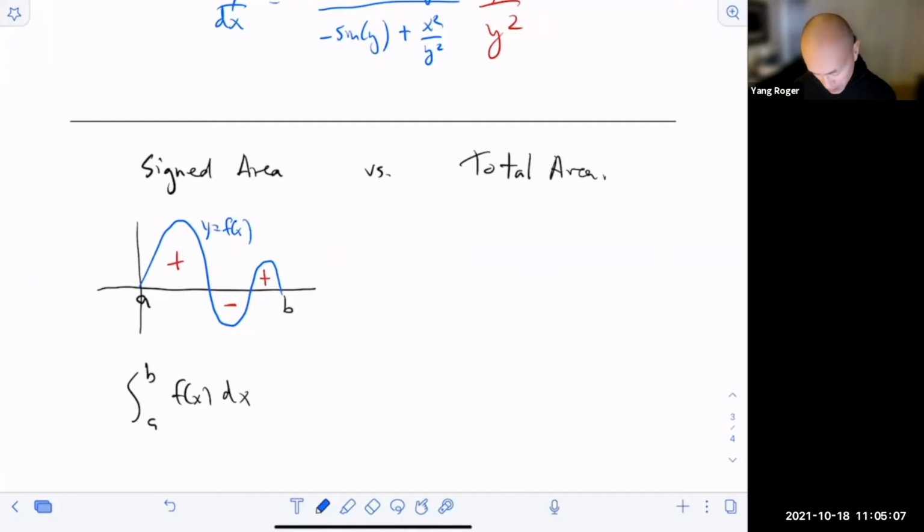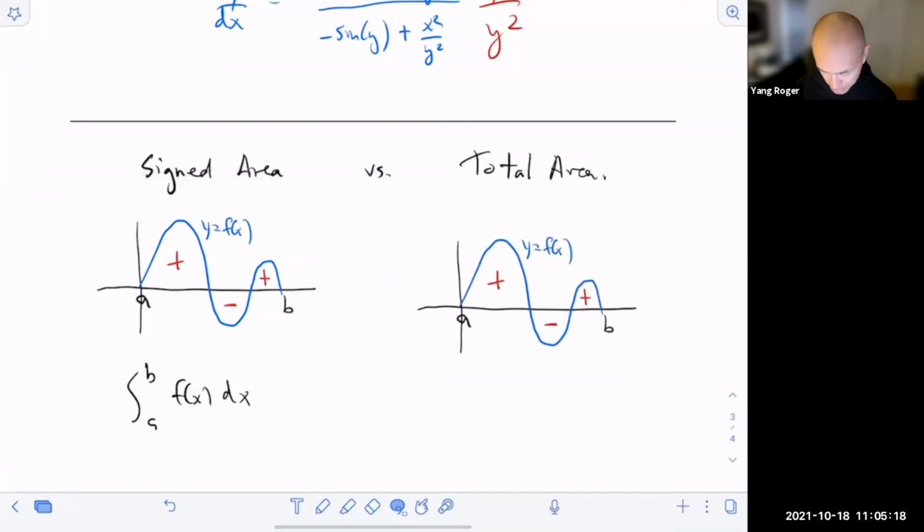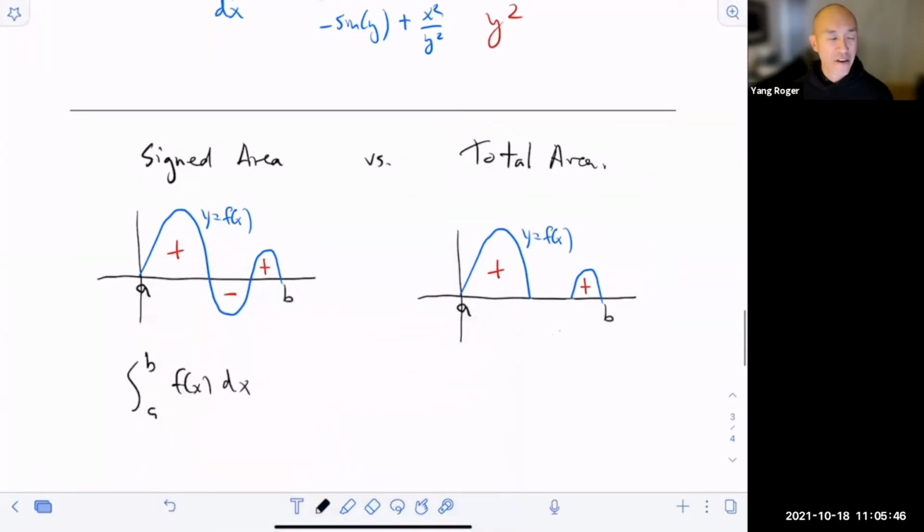Okay. Now, if I took this same picture, and if I wanted to calculate total area, what was total area? In total area, you don't allow the curve to drop below the x-axis. So let me erase this here. So what happens with the total area is you want to treat the negative area as positive area. So what we did was we said, we could just take the absolute value of f of x dx. And when you do that, the picture actually looks like this.